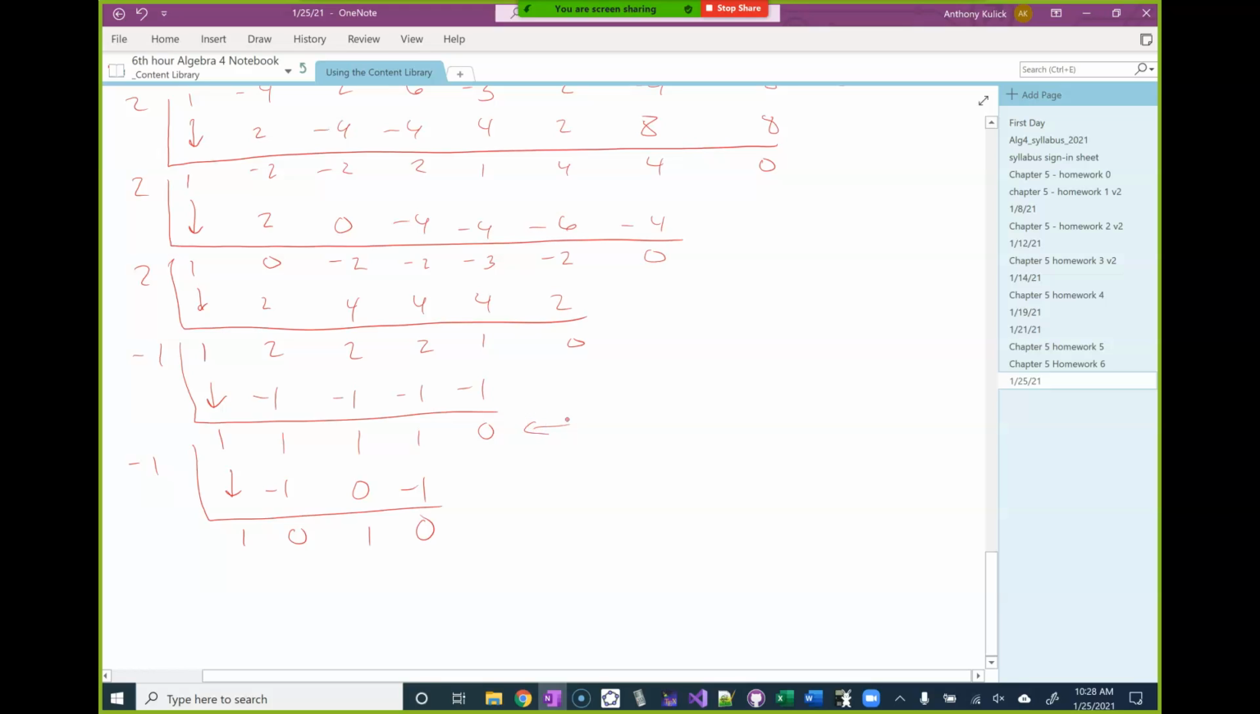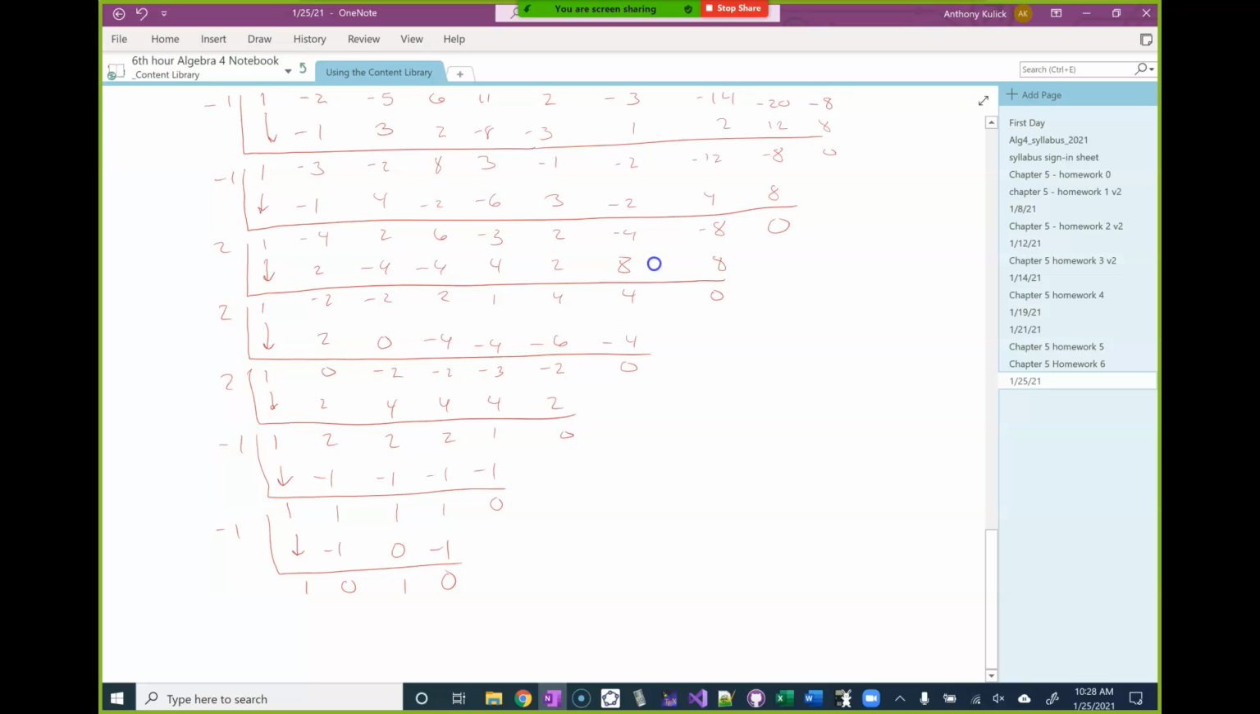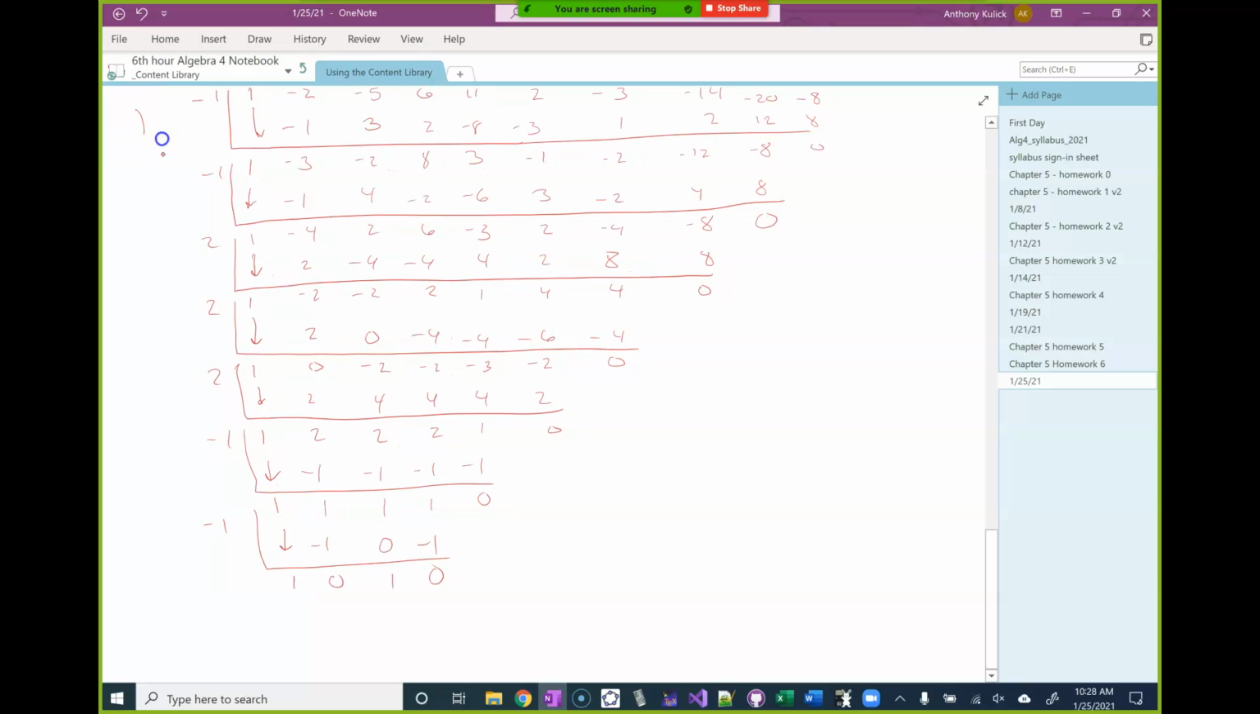All right, so let's take a look at what we got. So I have 1, 2, 3, 4 times that I got to use the x plus 1 factor. And then 1, 2, 3 times I got to use the x minus 2 factor. And then my leftover x squared plus 1 is not factorable anymore. So this is my final result.